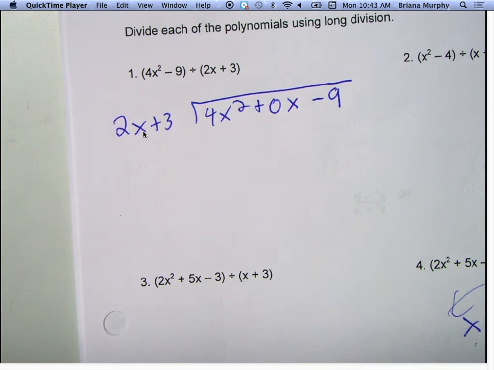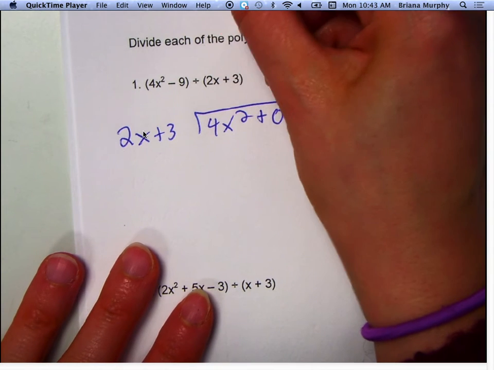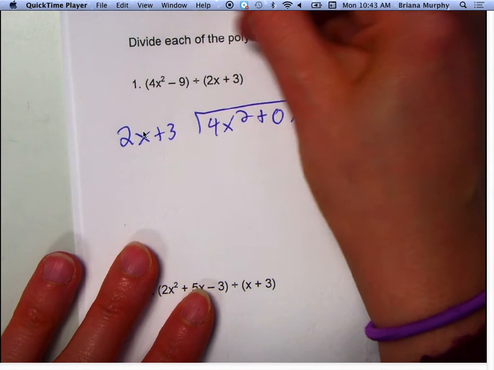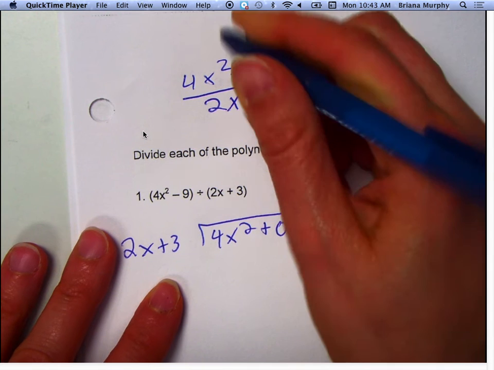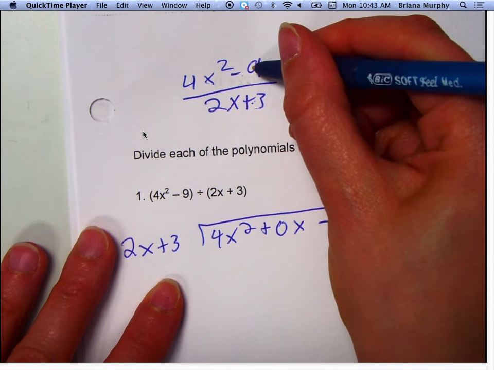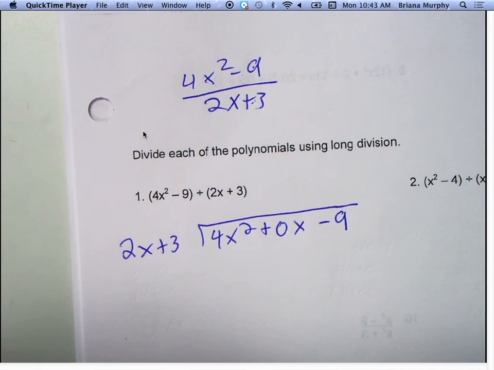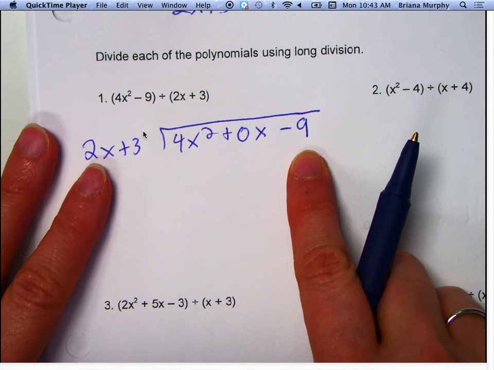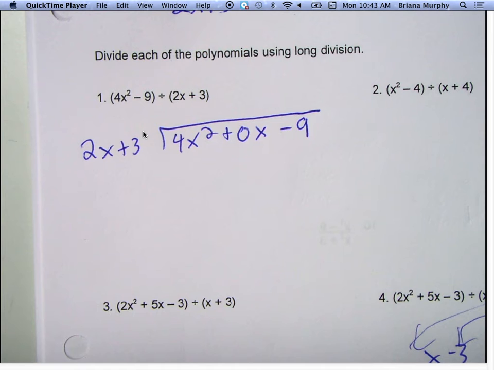Yes, Ethan? Why do you flip this? I'm not flipping anything. In the problem it says 4x squared minus 9 over 2x plus 3. So I have to figure out how many times this one fits into this one. I should change the 9 to 0, but I didn't. There's still a 9. I put in a place value because there's no x.